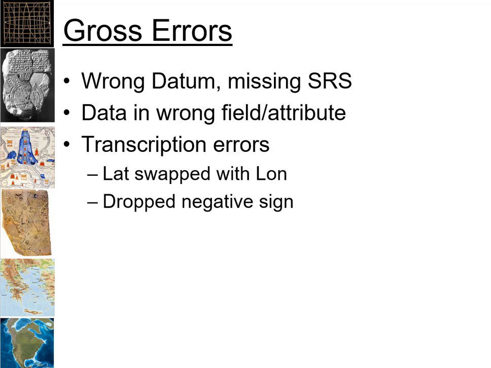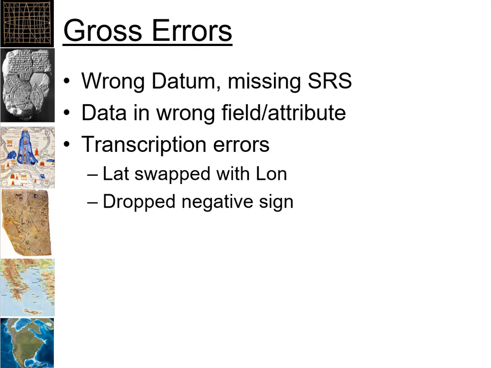The common gross errors I find are things like using the wrong datum, missing spatial reference system or wrong spatial reference system, and things just being really bad. Putting the wrong data in a field. I see things like initials in latitude fields really commonly for some reason, not so much in longitude fields. But anyway, just putting data in the wrong place.